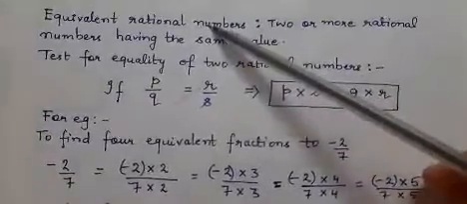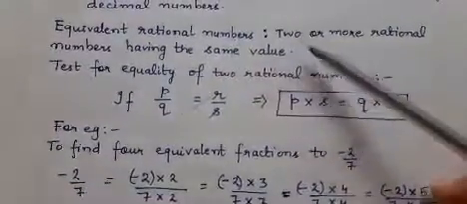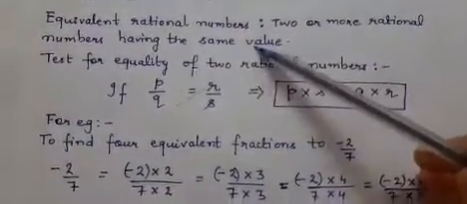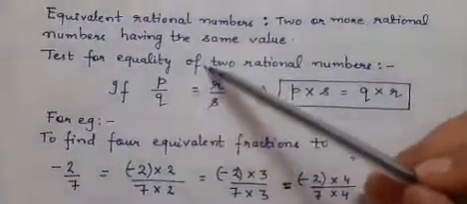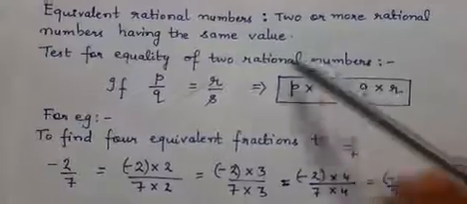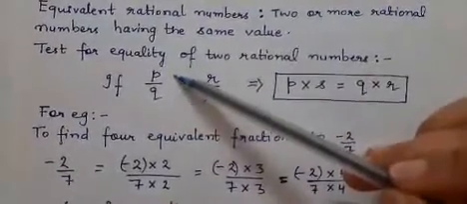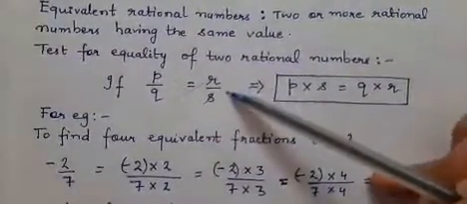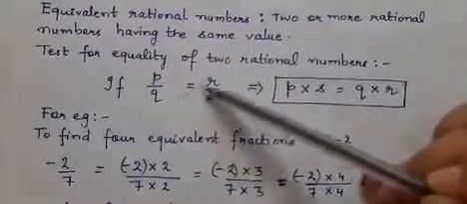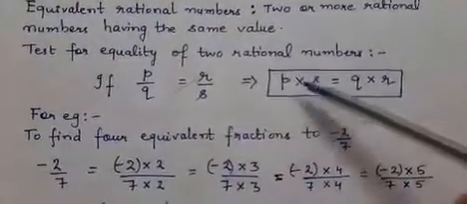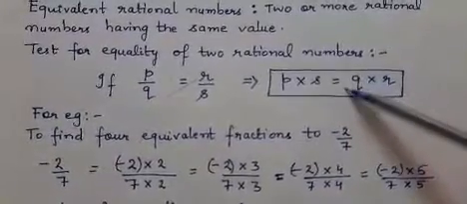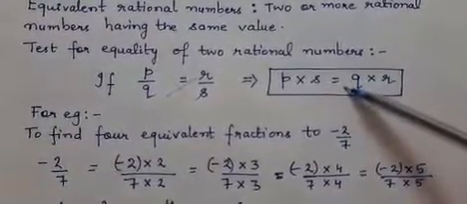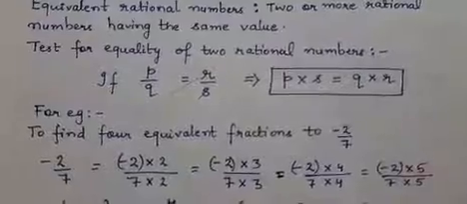Next are equivalent rational numbers: two or more rational numbers having the same value. Now there can be a test for the equality of two rational numbers. For example, p upon q and r upon s. When we cross multiply them, we get p into s equal to q into r. This can be used as a test for equality of two rational numbers.